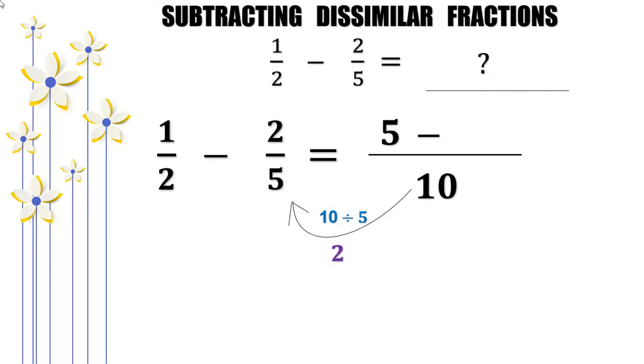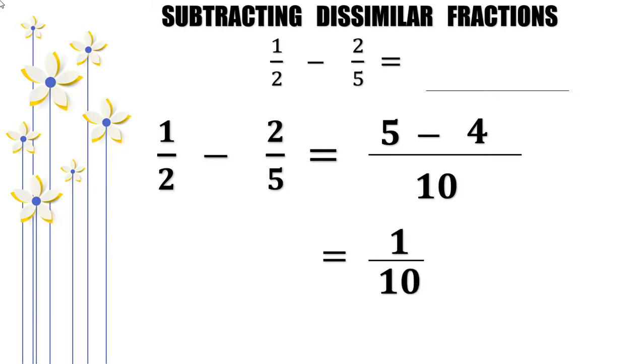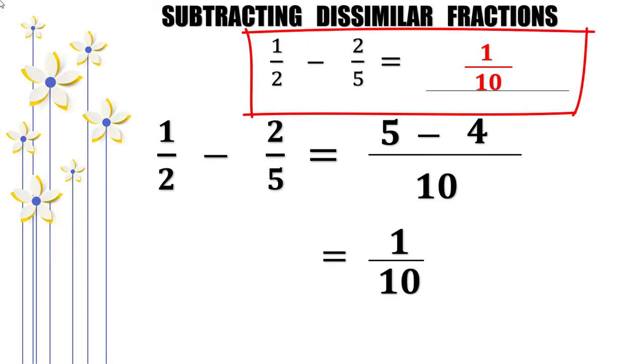Then, we multiply the result to the numerator. That is 2 times 2, giving us 4. We write the answer to the right side of the equation next to the operation. Now we have 5 minus 4 over 10. Now we solve. 5 minus 4 is 1. So we have 1/10. Since the result is irreducible, therefore, 1/2 minus 2/5 is equal to 1/10.